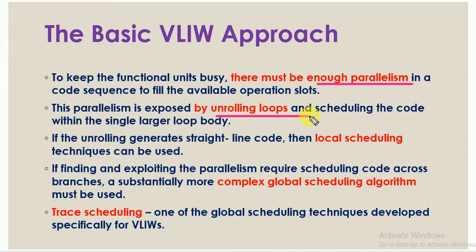To find and exploit the parallelism, we need to schedule code across branches. It requires a global scheduling algorithm. It also requires trace scheduling, which is one of the global scheduling techniques developed specifically for this VLIW approach.